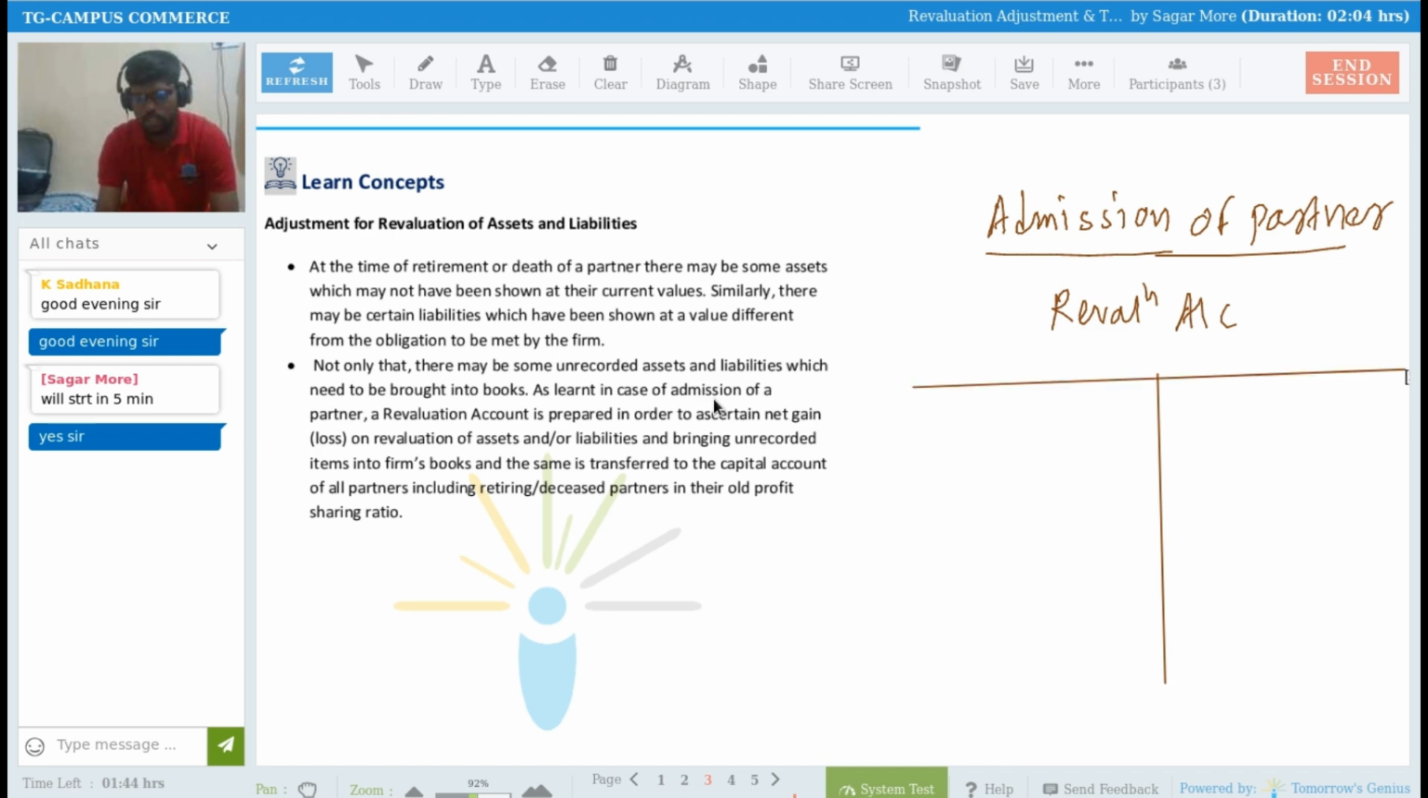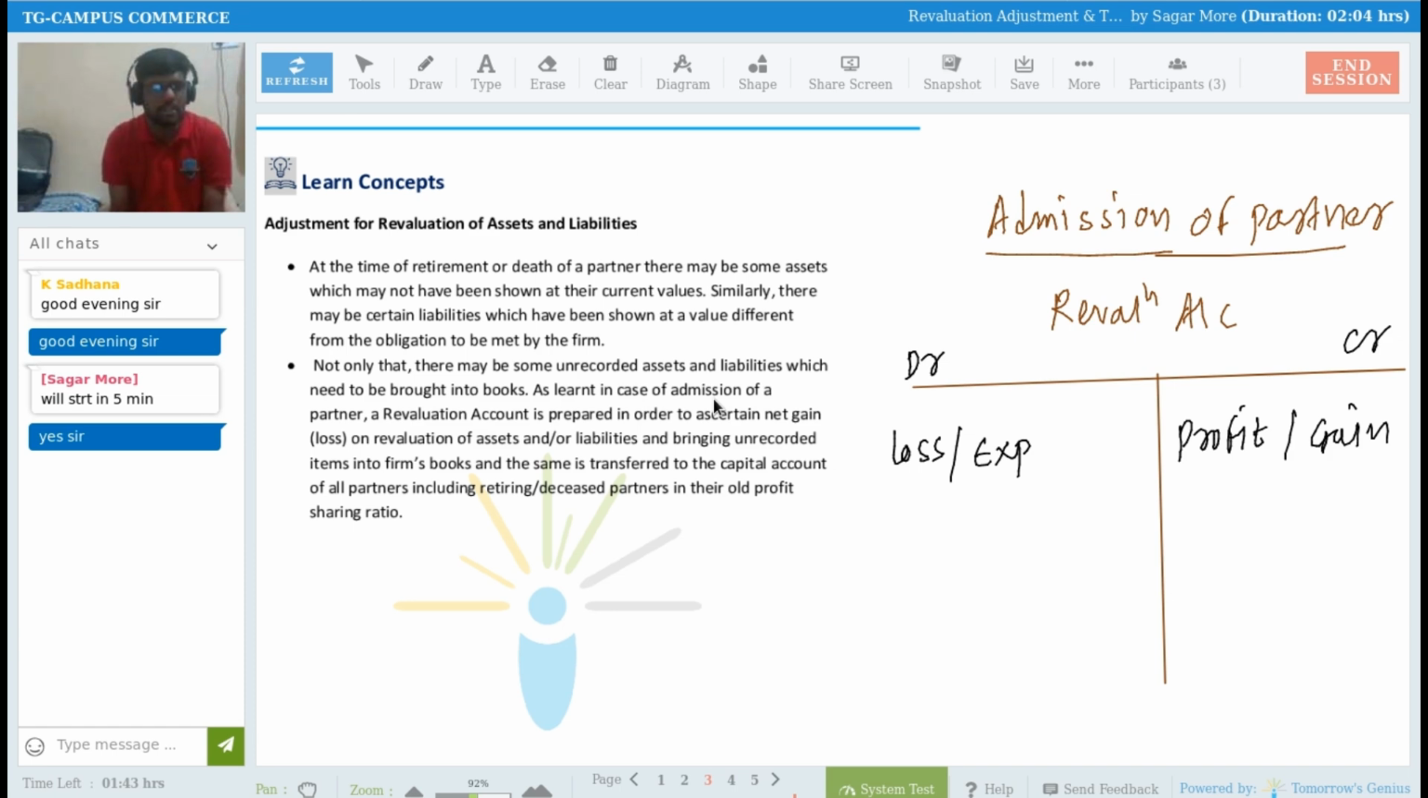So on the debit side of revaluation account, we have to write down losses and expenses. And on the credit side of revaluation account, we have to write down profit and gain. But sir, this profit and loss is out of revaluation of assets and liabilities. So what we have to do exactly? Sir, it is as per the Partnership Act 1932.